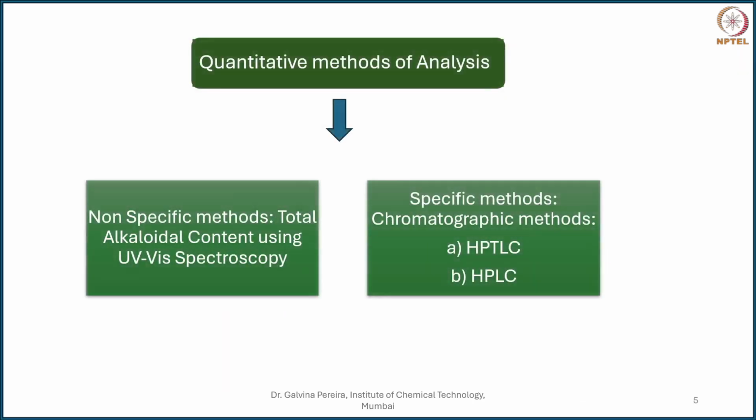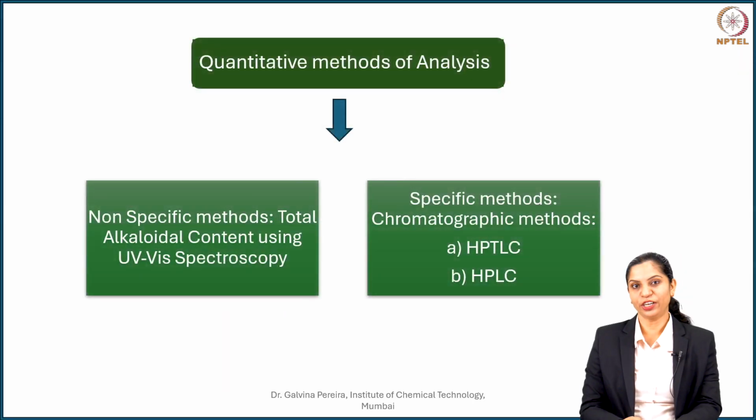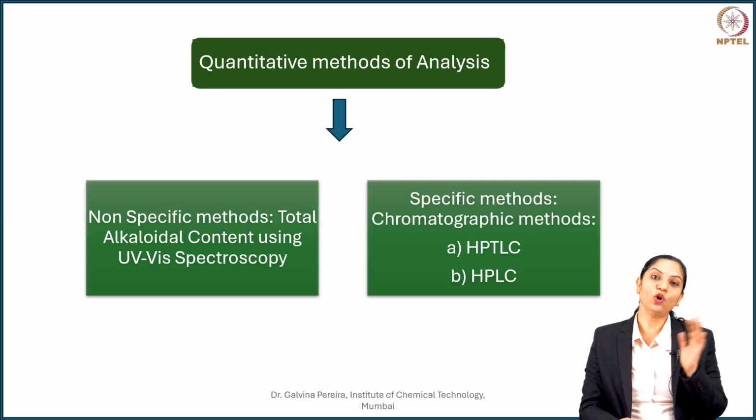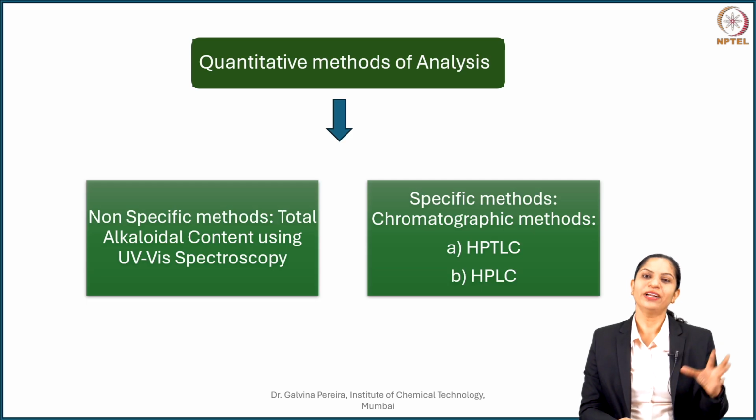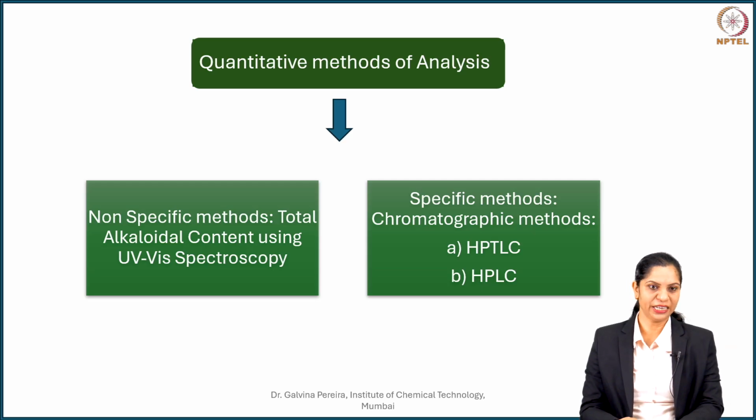Now the methods of analysis generally are quantitative methods. The reason being we want to quantify. So quantitative methods will tell us how much is the content. Now you can do it in a two-way. You can do a non-specific quantification. Since I know my alkaloids are active and vasicine is a major alkaloid, why don't I estimate total alkaloidal content? So the non-specific method for quantification of alkaloid is done generally using UV-Vis spectrophotometry or UV-Vis spectroscopy.